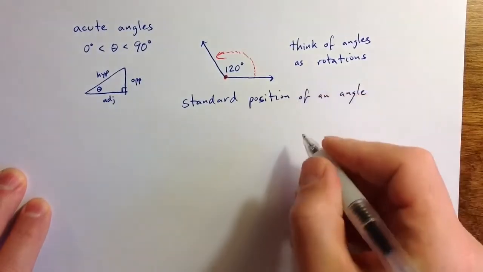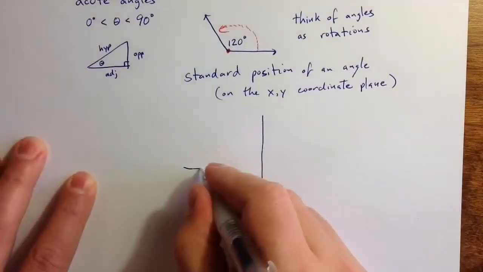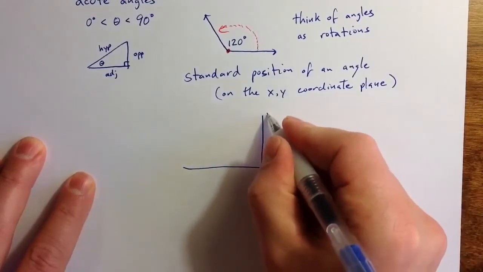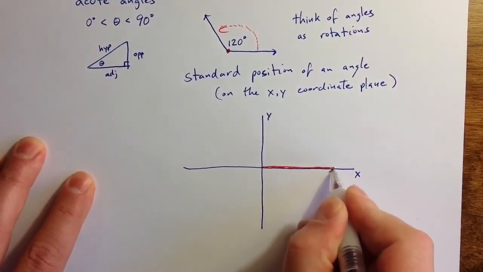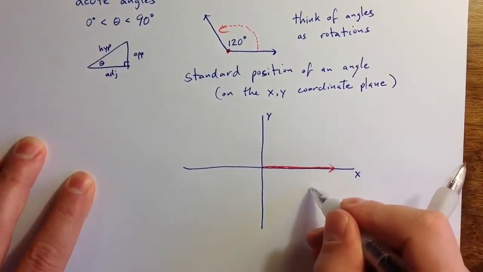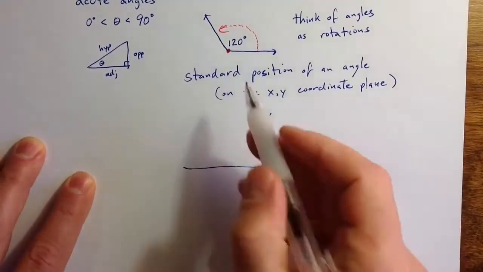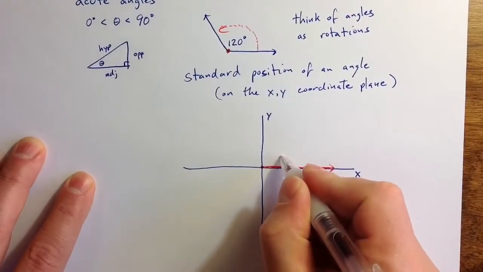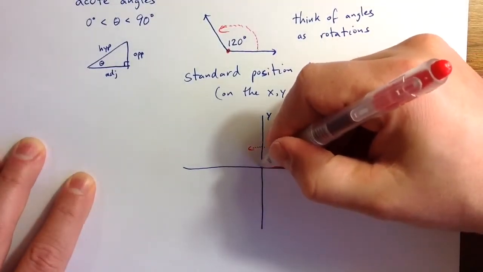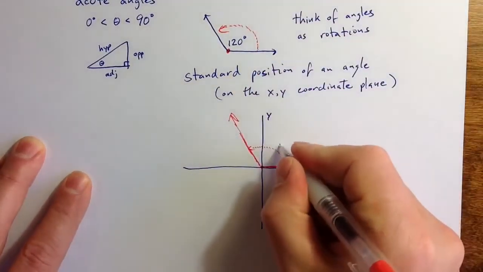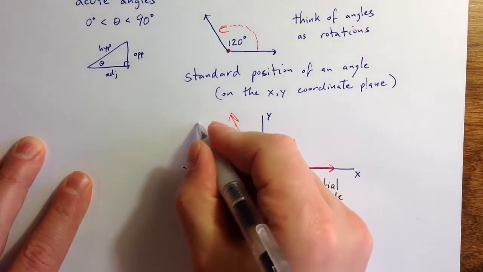The standard position places an angle on the coordinate plane, the xy coordinate plane, in the following way. So we have an x-axis and a y-axis. I'm going to identify one side of an angle with the positive x-axis. And this is called the initial side. And then, depending on the size of the angle, for a 120 degree angle, we can rotate in a counterclockwise direction until we get to an angle of that size. And when we do, we'll stop. And the other side is called the terminal side.